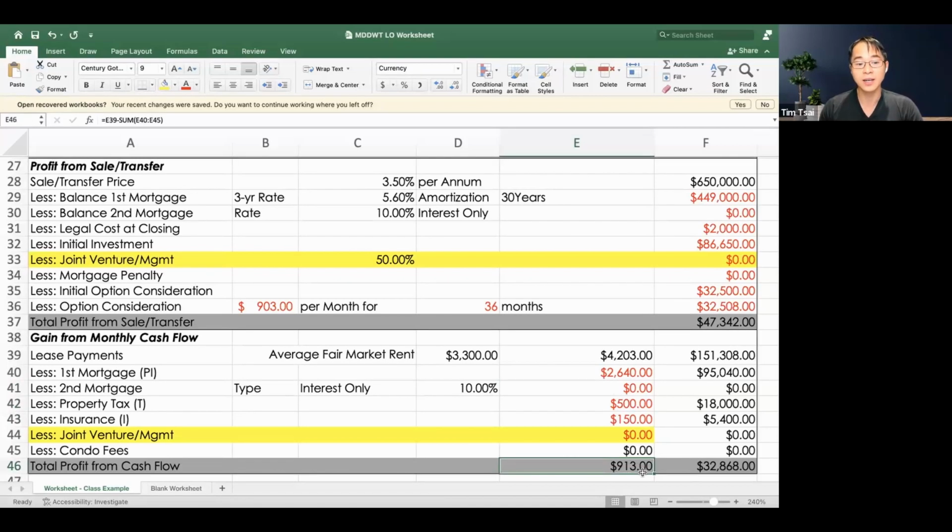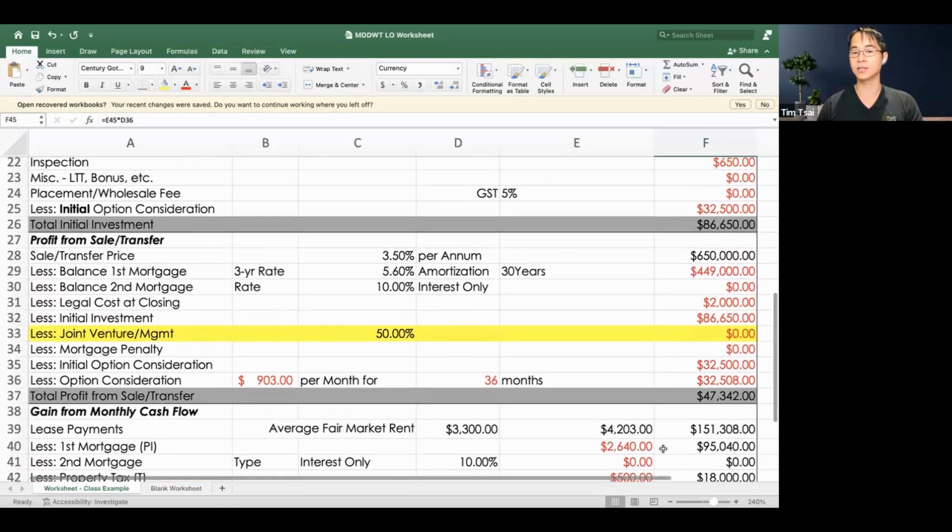So as a result, the cash flow on a monthly basis, instead of $878 a month, went up to about $913 on a monthly basis. Okay. And then let's go all the way back up now, because at this point, nothing else needs to be adjusted.